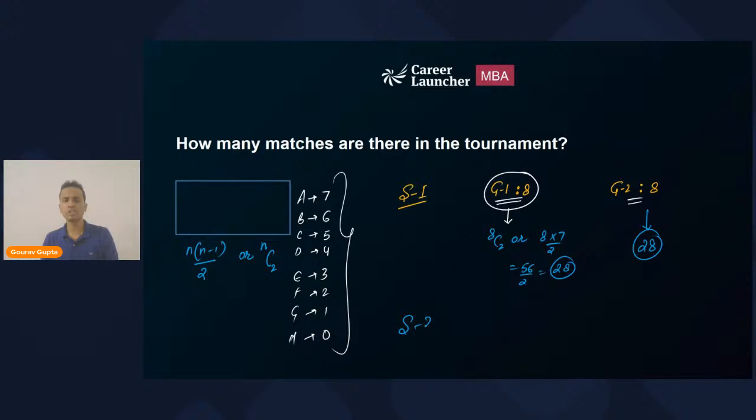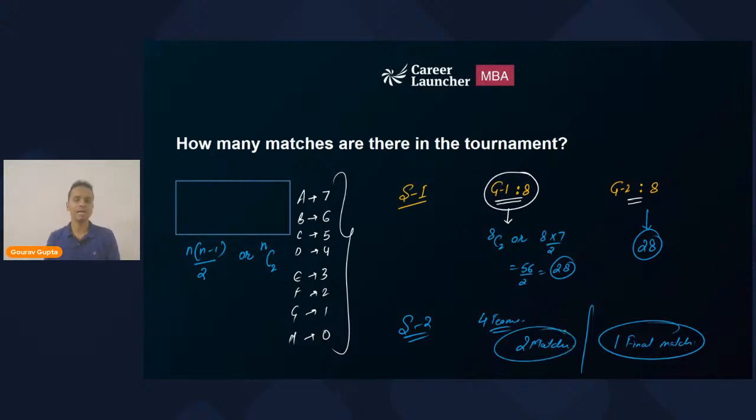Now stage 2, there are 4 teams, among which there will be 2 matches. These will be semi-finals, and then there will be one final match. So I can say that in stage 2, there are 2 plus 1, 3 matches, right? Now in stage 1, there were 28 plus 28, 56 matches. In stage 2, there are 2 plus 1, 3 matches. 56 plus 3, the total number of matches will be 59. So the correct answer of this question is equal to 59. I hope I'm clear to each and every one of you.